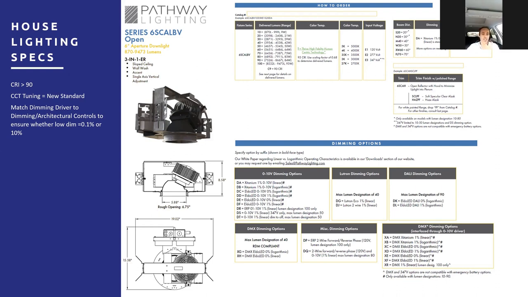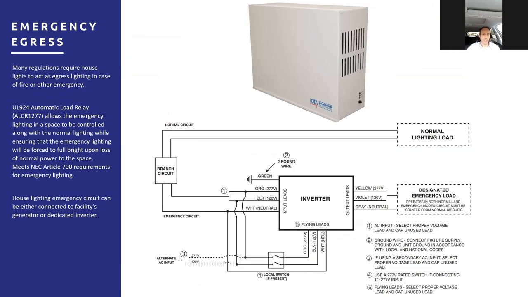One thing to also discuss is emergency egress lighting. And we're seeing here a quick little circuit breakdown of an inverter. And it's in conjunction with... numerous states have different regulations on this, but there's something called UL 924 for automatic load relay. It allows emergency lighting to be controlled by normal lighting and ensures that in case of an emergency, all of the lighting within an auditorium from the house to the stage will kick on to full brightness.